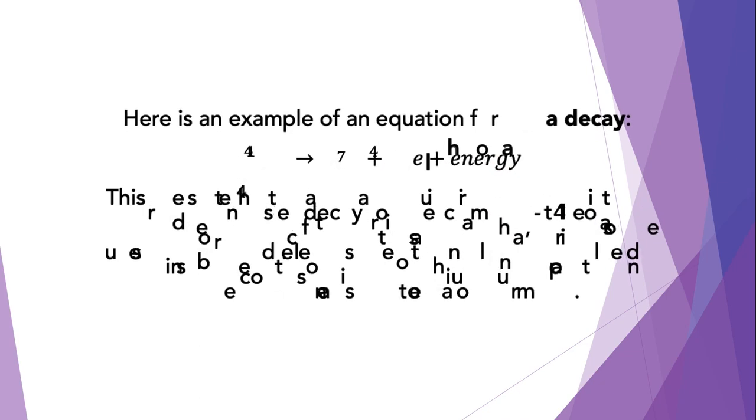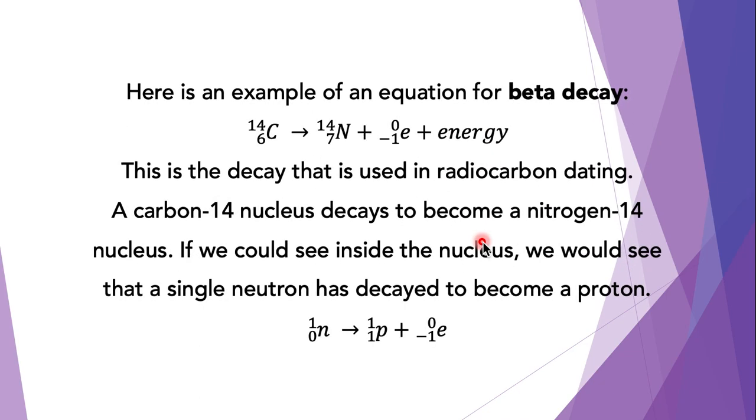Now we're going to see beta decay. Again, beta particles and alpha particles cannot be emitted together at the same time. It will be either the alpha particle or the beta particle, whereas gamma radiation is emitted with both. So here we have the equation for beta decay. We have a carbon-14 nucleus, which decays to become a nitrogen-14 nucleus. This is the decay that is used in radiocarbon dating. We're going to see what that is. It's very much related to carbon-14.